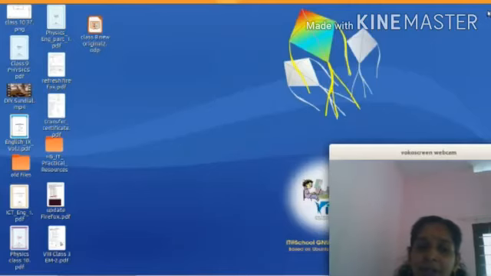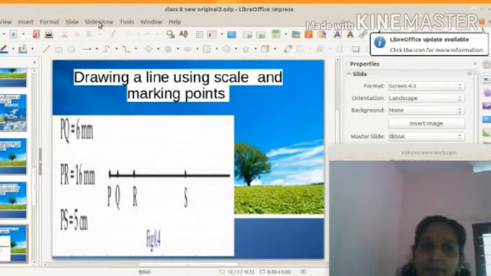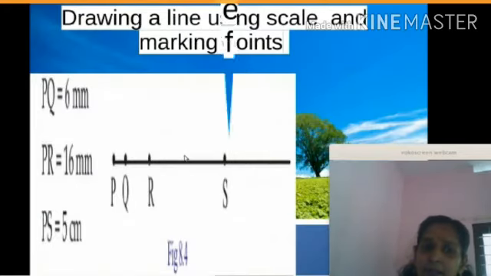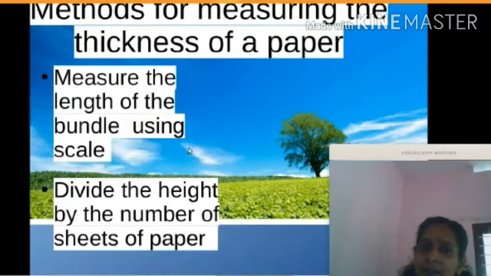So, now we are going to another topic. How can we measure the thickness of one paper, one single paper? If you are given so many papers, you are told to measure the thickness of one paper. How can we measure?